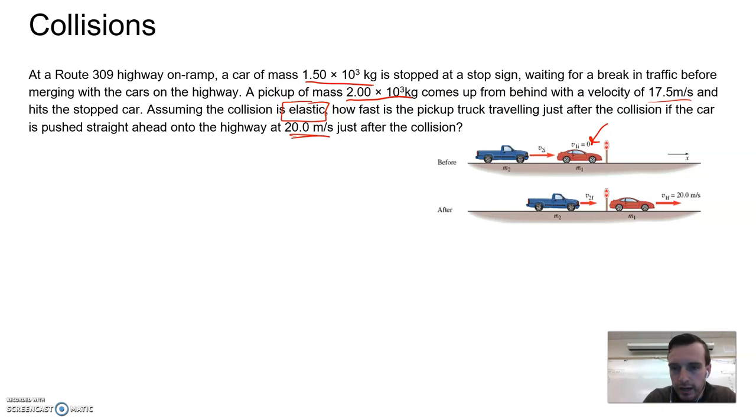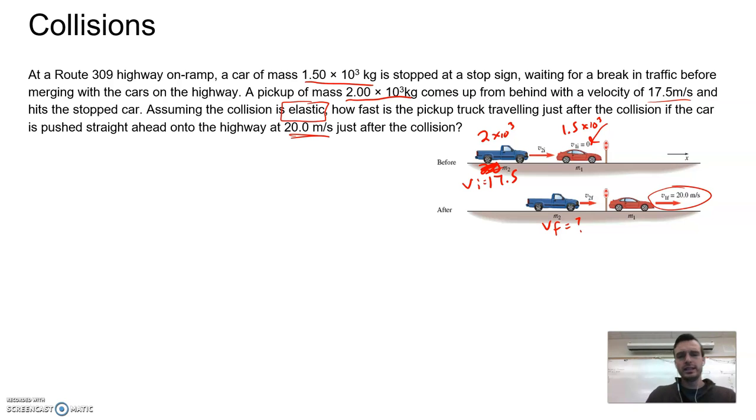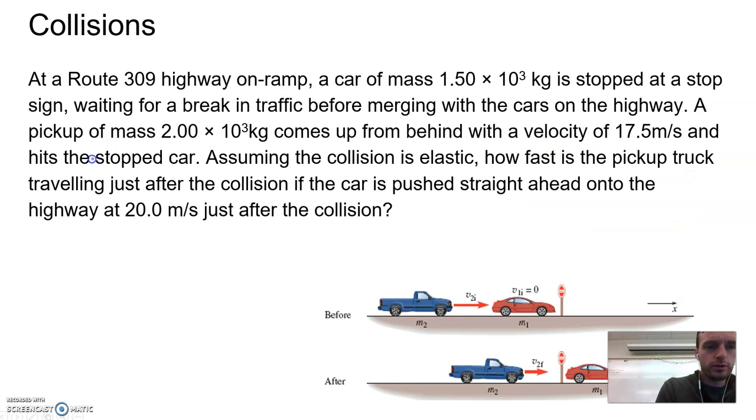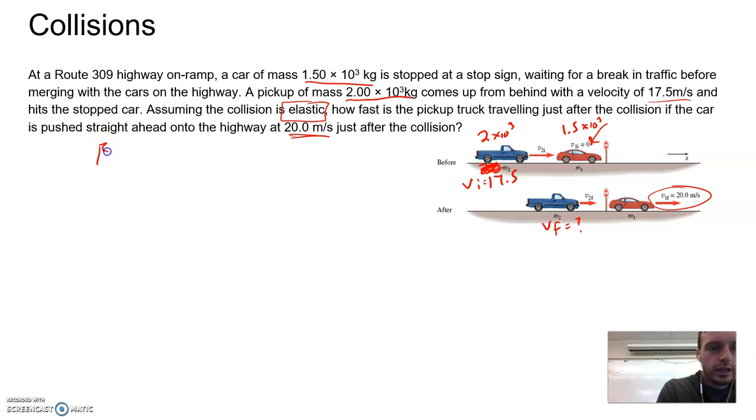So let's drop some numbers on our diagram here. The mass here is going to be 1.5 times 10 to the 3 kilograms. This guy is 2 times 10 to the 3 kilograms. Sorry, this one was not going 20, this one was going 17.5. We'll call that the v initial of that car. We don't know the v final for that car, but we do know the v final for the tiny little guy. I should have set up this diagram a little differently, but let's look at before the collision and after the collision.